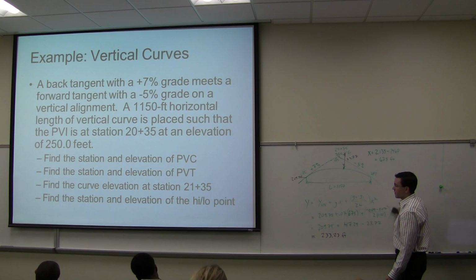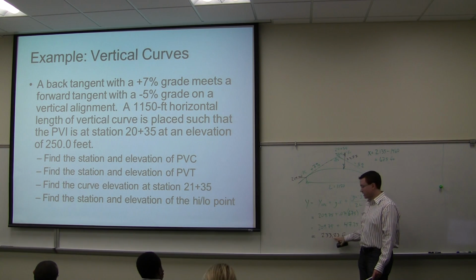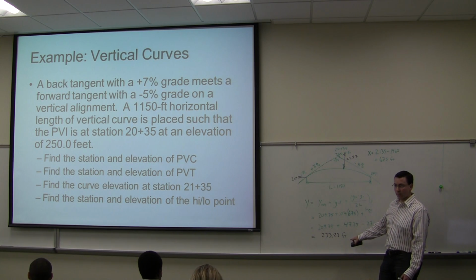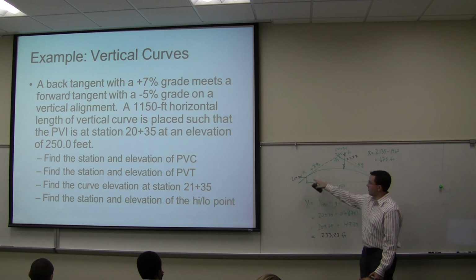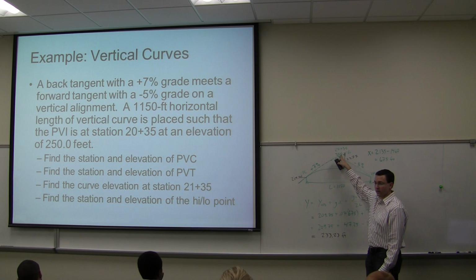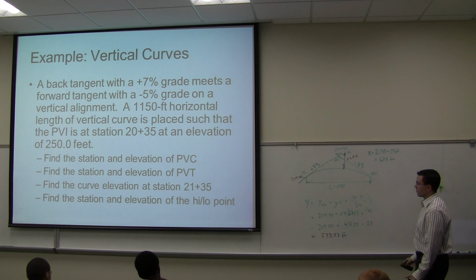So next we want to find the station and elevation of the high point. Oh, I remember what I was going to ask. Critical thinking: what do we know? What are the extents of this number? We know it has to be greater than what and less than what? It definitely has to be greater than both of these elevations, and it has to be less than our 250. So you always have some boundary for the reasonableness of your answer.